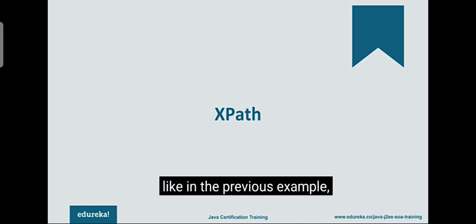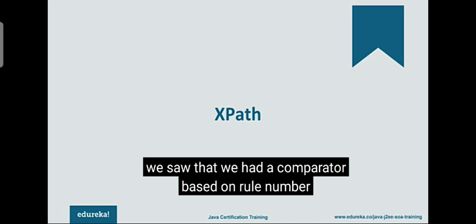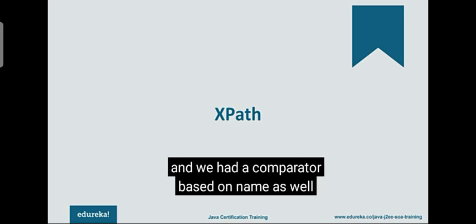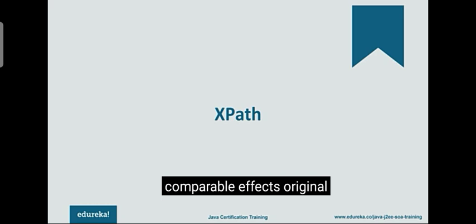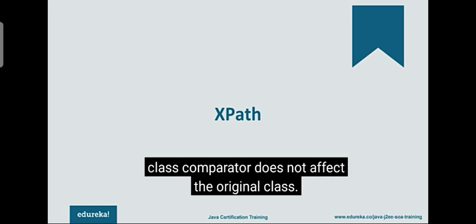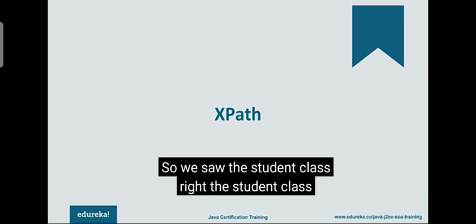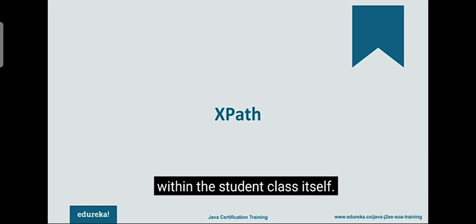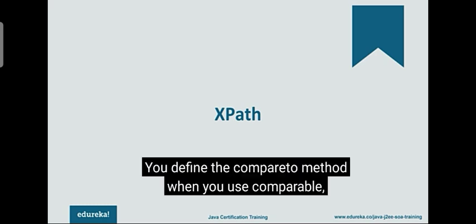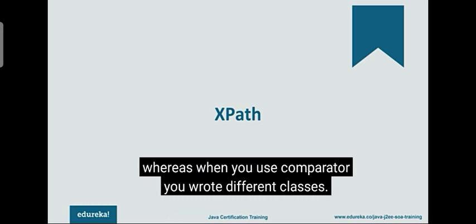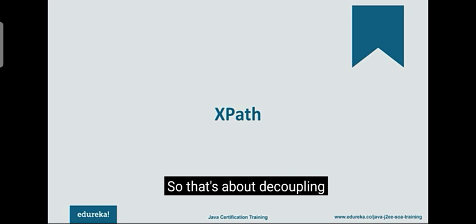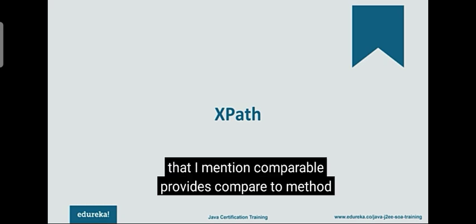Like in the previous example, we saw that we had a comparator based on roll number and a comparator based on name as well. Comparable affects the original class. Comparator does not affect the original class. So we saw the student class, right? Within the student class itself, you defined the compareTo method when you used comparable. Whereas when you used comparator, you wrote different classes. So that's about the decoupling that I mentioned.